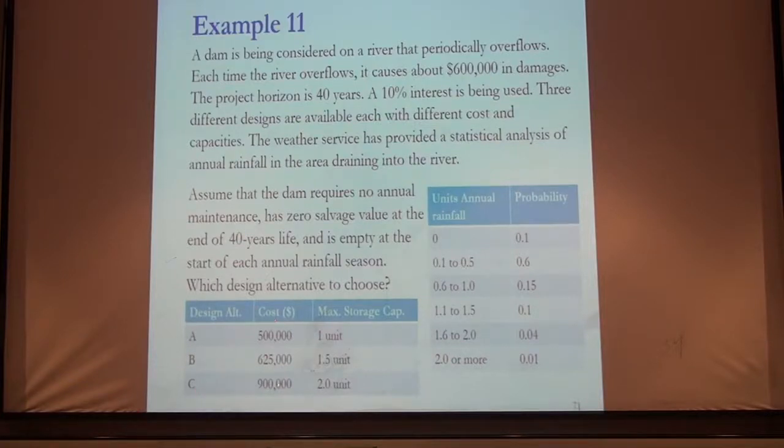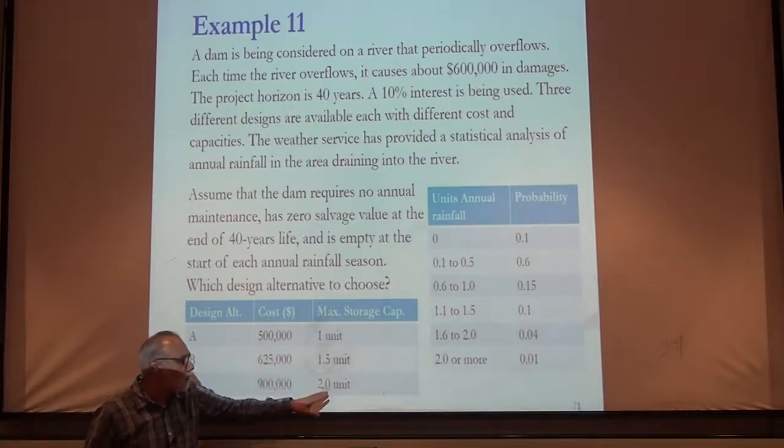Their costs are given here, and how much they can store. Design A can store 1 unit of capacity, B can store 1.5 units, and C can store 2 units. The unit can be acre-feet, million acre-feet, cubic feet, cubic meters, whatever is used. We are not worried about that unit. We say 1 unit, 1.5 units, 2 units.